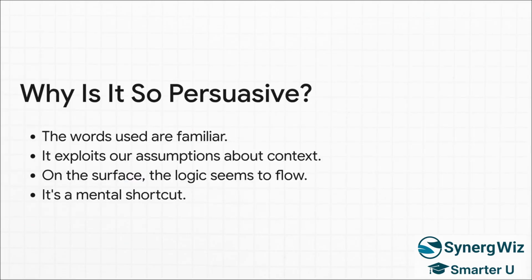So, why do we fall for this so often? Well, it's because our brains love taking shortcuts. They're efficient. When we hear familiar words, we just automatically assume they have one consistent meaning. The argument seems to flow perfectly, and it takes real mental energy to hit pause and realize the definition of a key word has been switched right under our noses.